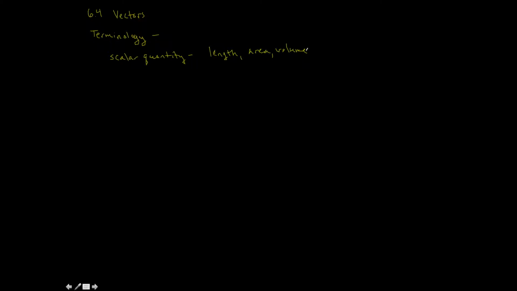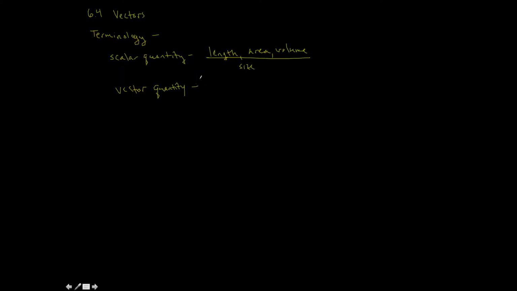Now, many physical quantities aren't measured by a single quantity like length, area, and volume. We have things like velocities and forces and displacements that can't be described by just size. That's the difference in these. These right here are described by size. Some of them can't be described by size, and these are called vector quantities.